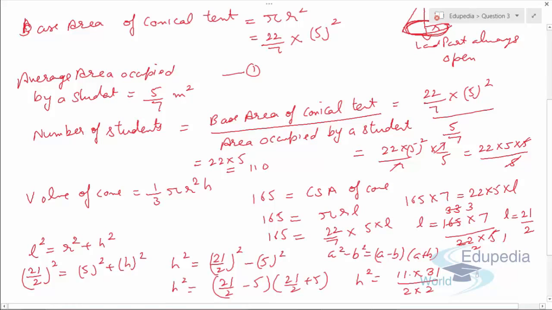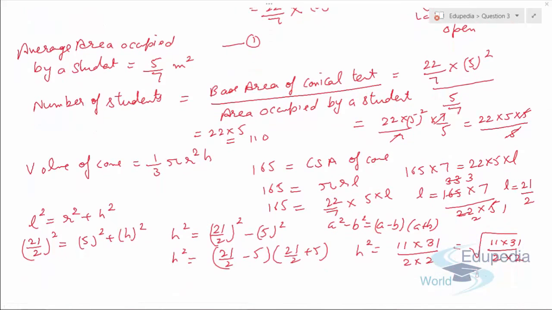So now we need to find the volume of cone. Volume of cone is 1 by 3 pi r square h. So h will be under root 11 times 31 upon 2 times 2. So when you solve this, let's say we take under root of 31 times 11 upon 4. When you take under root of this, the answer will come out to be approximately 9.2. So we have height as 9.2 centimeter.